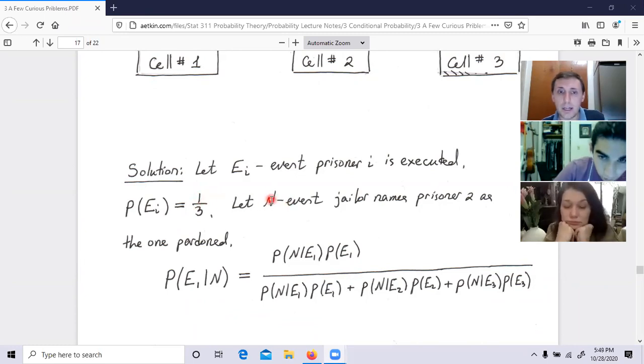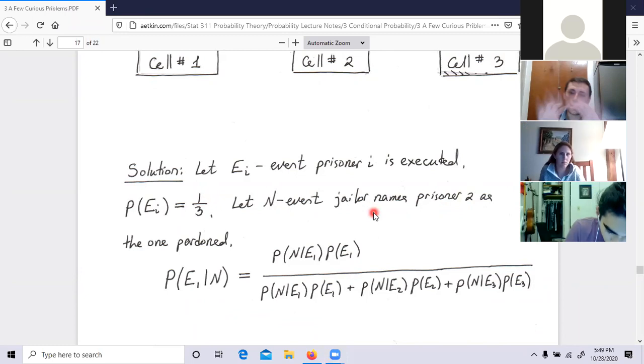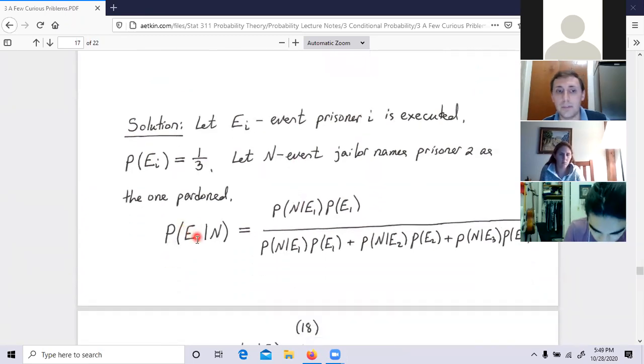Good? And now when I say let's consider the universes in which the jailer names prisoner two as the one pardoned. Okay, you understand? So I'm ignoring all possible universes where something else happens, but let's consider what happens if prisoner two is named as pardoned, right? I'm only considering those universes, and in how many of them is prisoner one executed. Good. So I'm interested in the probability that prisoner one is executed given the information, let's say, that prisoner two is pardoned. Yes? You understand?